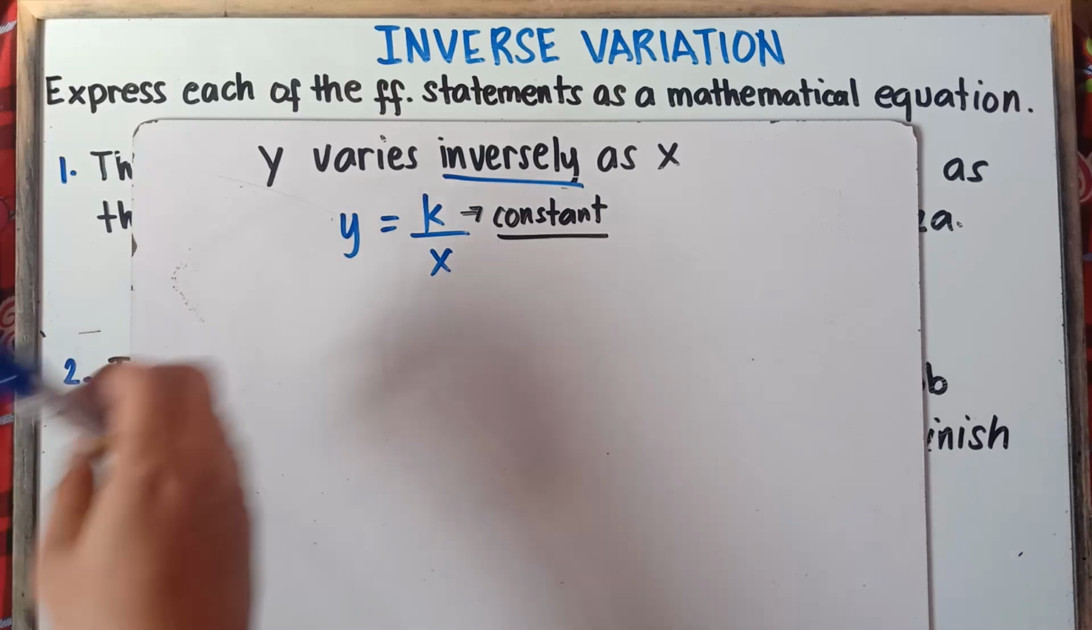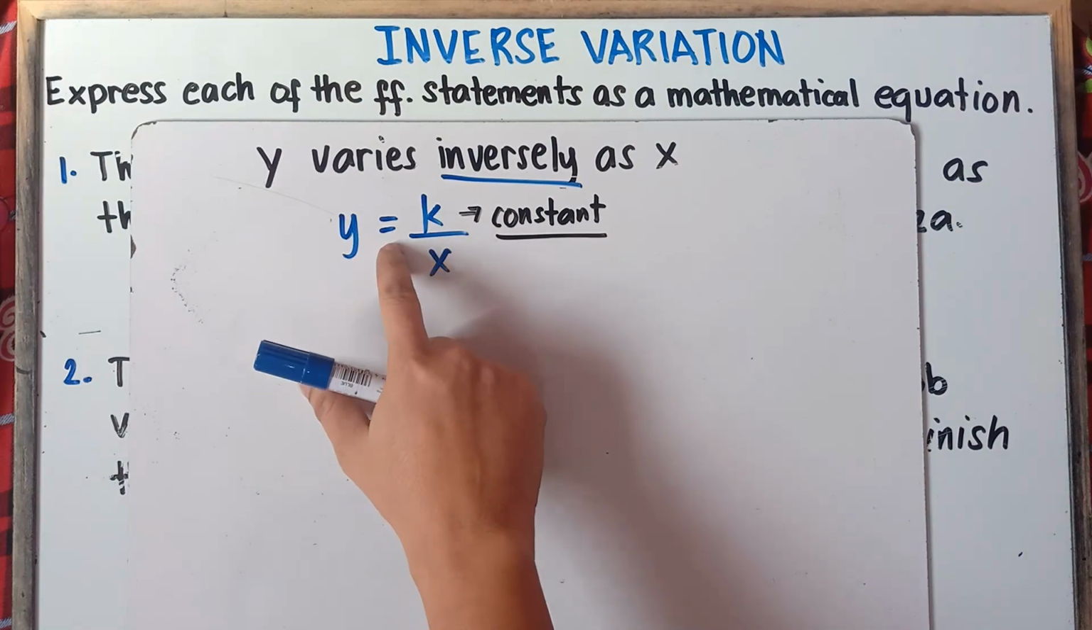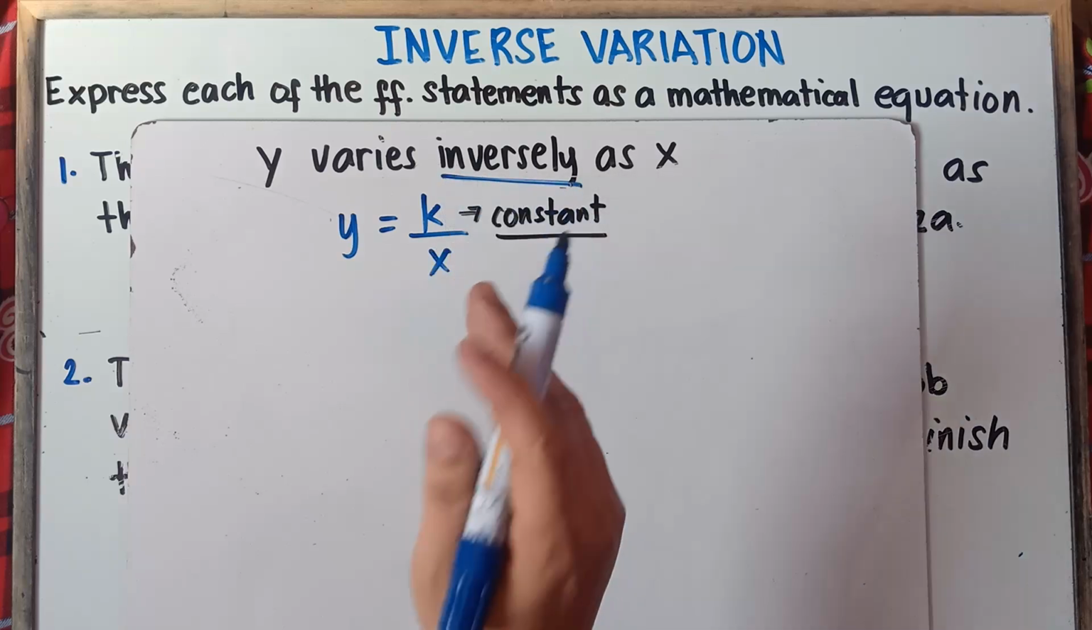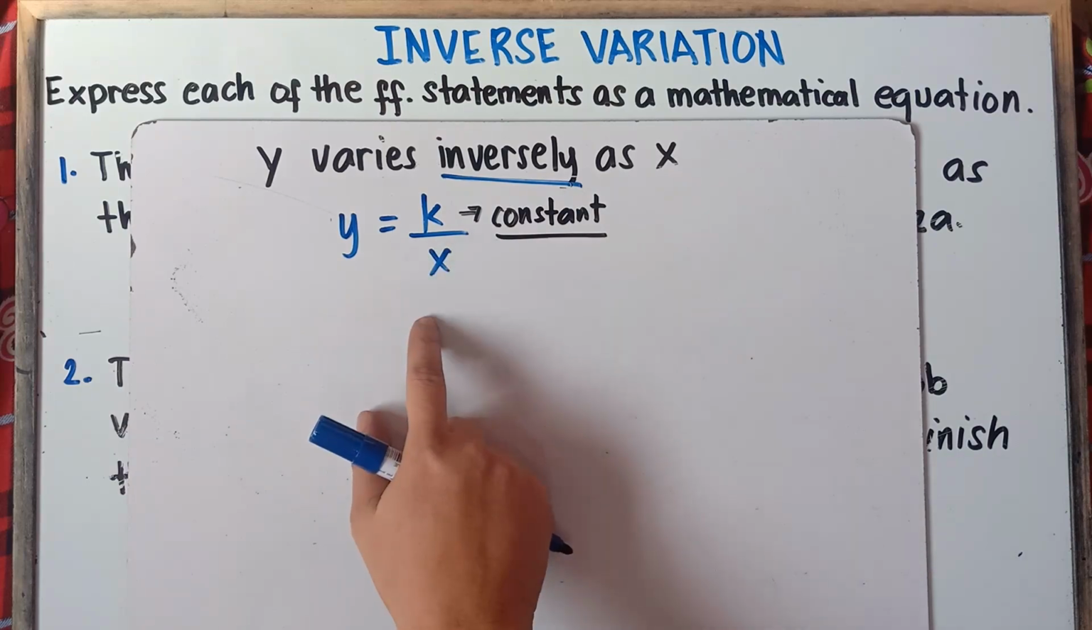Once again, class, y varies inversely as x. Simply write that as y equals k over x. The key word is inversely. Inversely, there's something to do with division. So y equals k over x.